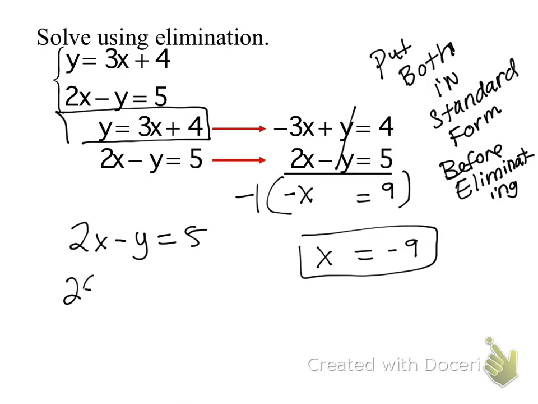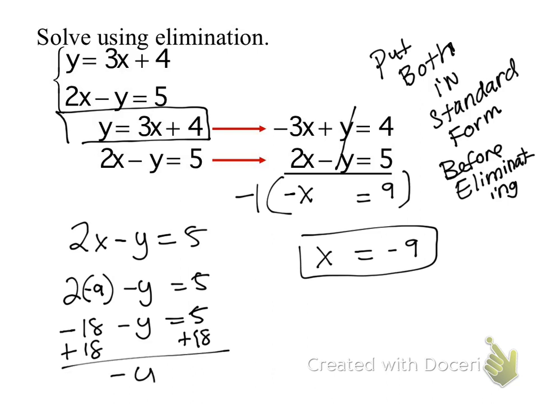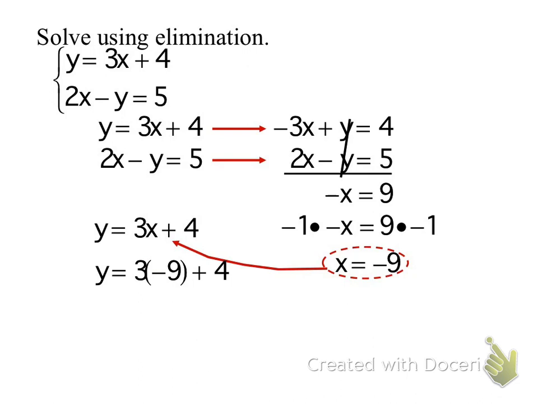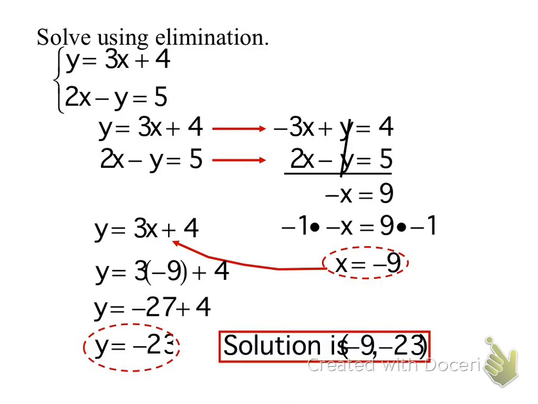2 times -9 minus y equals 5. -18 minus y equals 5. Add 18, add 18. -y equals 23. Multiply by -1, and I get y equals -23. Did I do that right? Yep. Like you'll see, I went to the easier one. See, I just simplify on that side, not move it from side to side and solve.